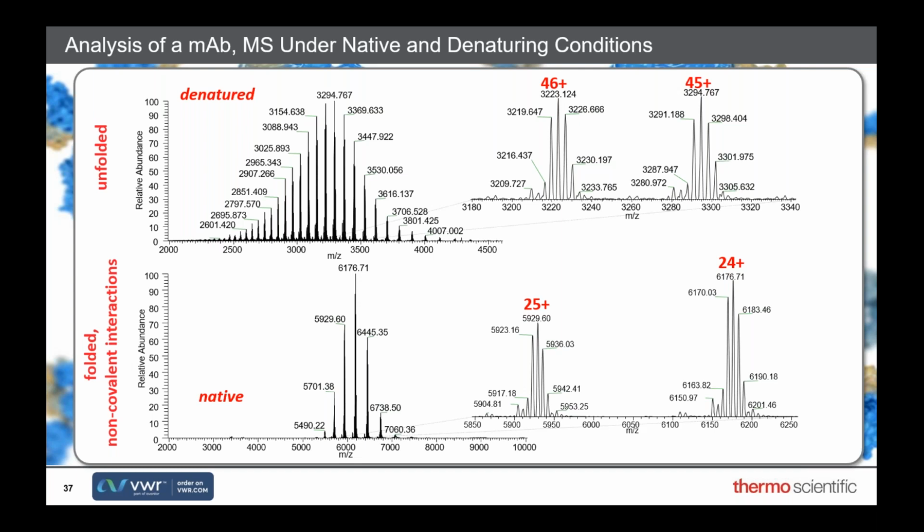So now if you contrast that with native conditions shown in the lower trace, the protein remains folded so that only the exposed surface charges are available. This means that the charge envelope is smaller, and obviously a consequence is the M to Z range is higher. So here at around M to Z of 6,000, due to there being less surface charge on the folded protein. Now this does give better spatial resolution compared to the denatured analysis.